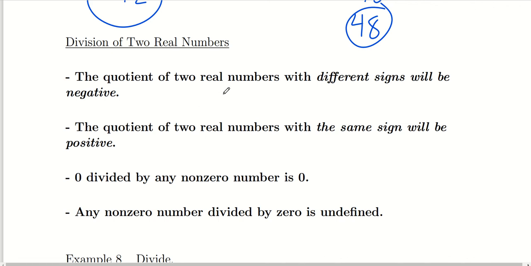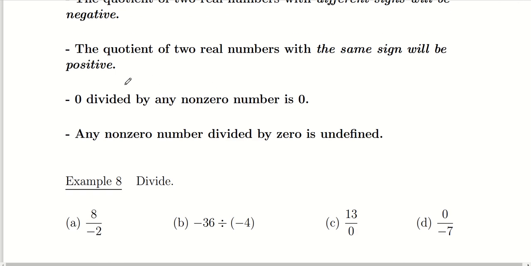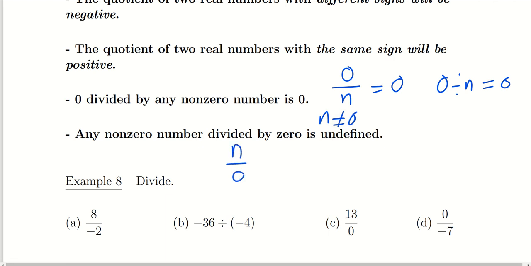We also have two different special cases for division. If you're dividing 0 by any non-zero number, the answer will be 0. So 0 divided by anything that's not 0 equals 0. On the other hand, if you try to divide by 0, this is what we call undefined. In mathematics, division by 0 is undefined.